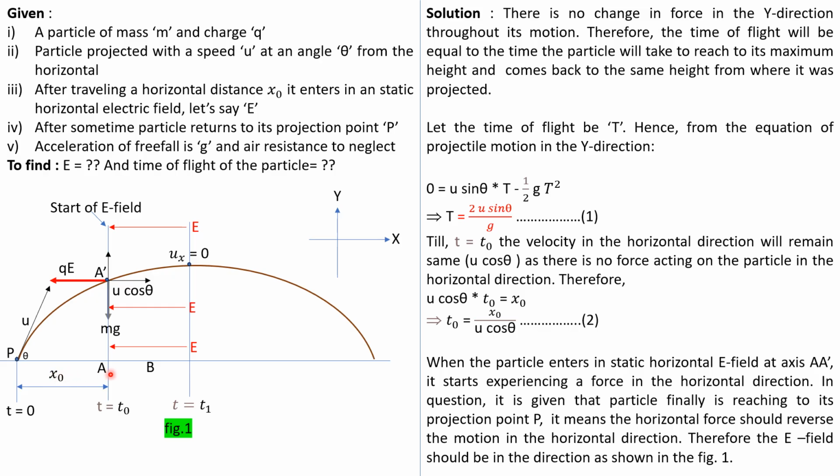So this is x0, and from here the electric field starts. After some time, the particle returns to its projection point P, again the same point. Acceleration of free fall is given as g and air resistance is to be neglected.